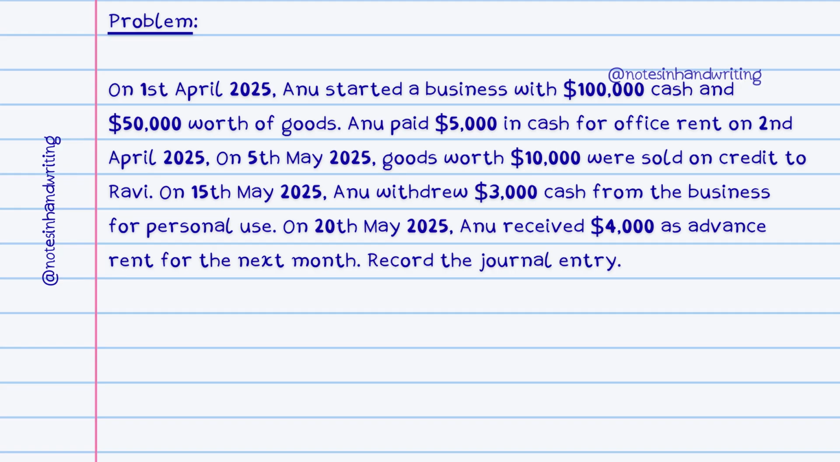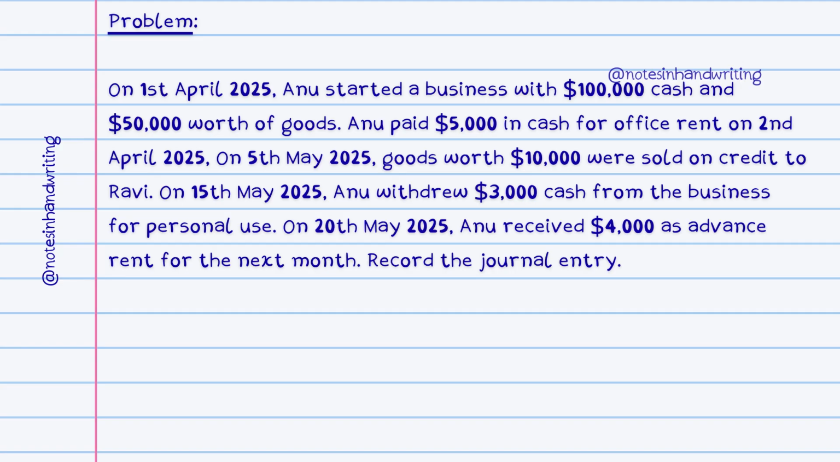Anu paid $5,000 in cash for office rent on 2nd April 2025. On 5th May 2025, goods worth $10,000 were sold on credit to Ravi. On 15th May 2025, Anu withdrew $3,000 cash from the business for personal use. On 20th May 2025, Anu received $4,000 as advance rent for the next month.